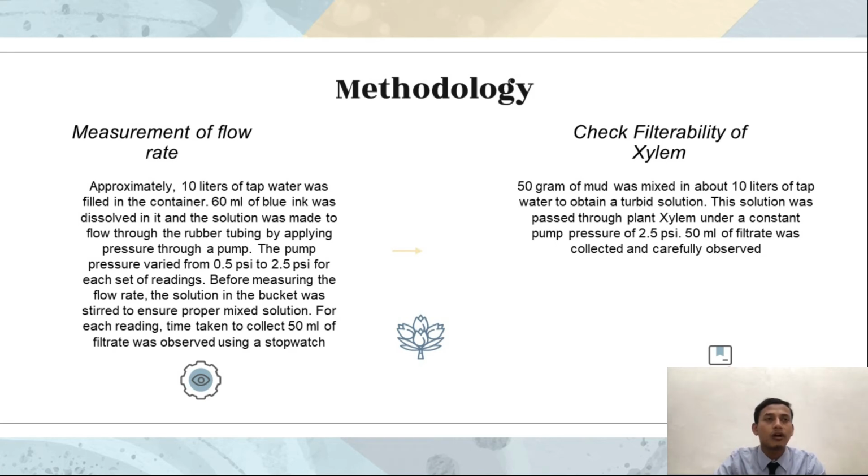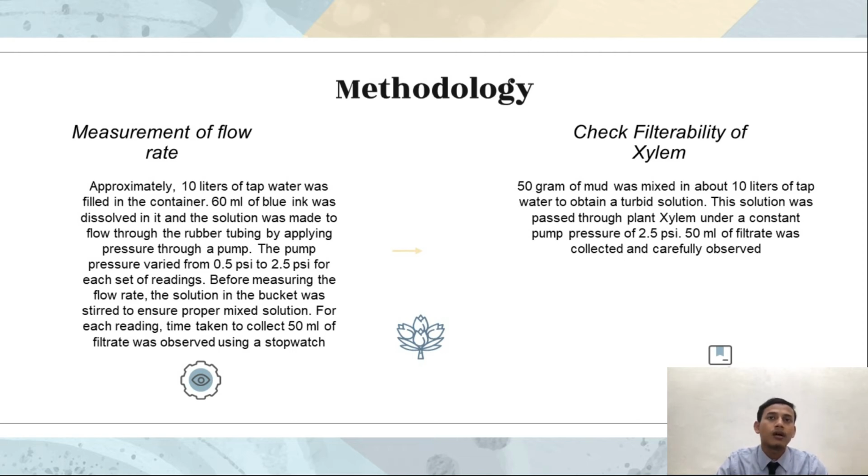Next, it is measurement of flow rate. Approximately 10 liters of tap water was filled in the container. 60 milliliters of blue ink was dissolved in it, and the solution was made to flow through the rubber tubing by applying pressure through a pump. The pump pressure varied from 0.5 per square inch to 2.5 per square inch for each set of readings. Before measuring the flow rate, the solution in the bucket was stirred to ensure a properly mixed solution. For each reading, the time taken to collect 50 ml of filtrate was observed using a stopwatch.